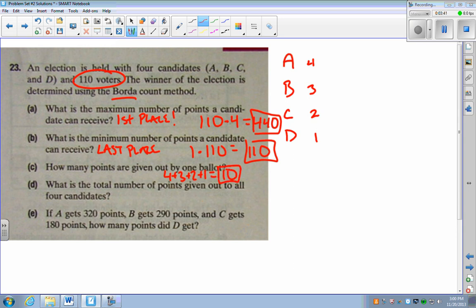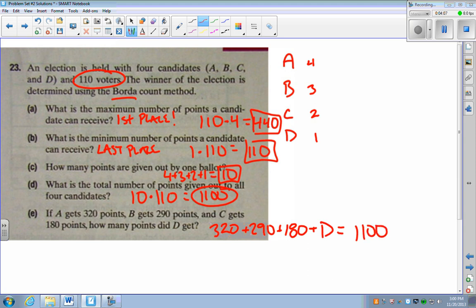Total number of points given to all 4 candidates. Well, each ballot's going to be 10 points. There's 110 ballots, so this is 1,100 points. If A gets 320, B gets 290, C gets 180, you want to know how many person D got? All you got to do is solve this little equation here. And D ends up with 310.